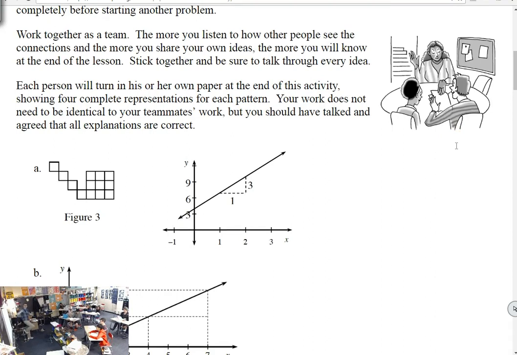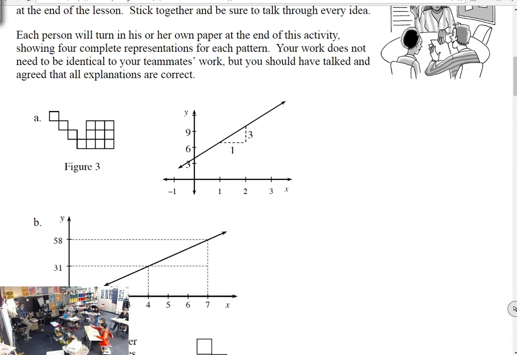So work together as a team. The more we listen to each other, or really your partners right now, but if you want to get in bigger teams, you can, the more we'll know by the end of the lesson. Stick together. Be sure to talk through each idea. Every person on his or her own paper, showing 4 complete representations for each pattern.